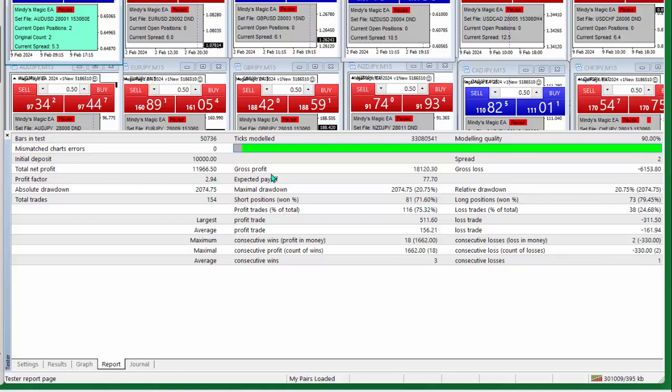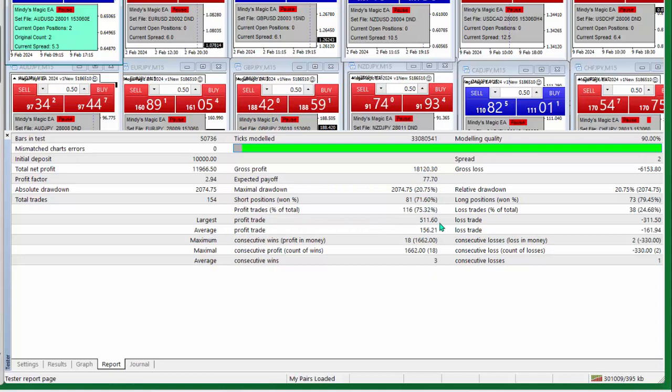Okay, there was an absolute drawdown of $2,074 and a maximum drawdown again of $2,074, which was 20.75%. So what that means is that the biggest negative drawdown the entire 2 years was 20%. Okay, now the thing is, there were 154 trades during that time, and then it breaks down how many of them were long positions and short positions, right?